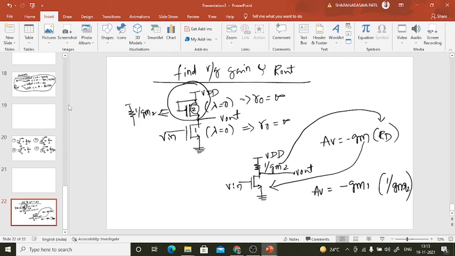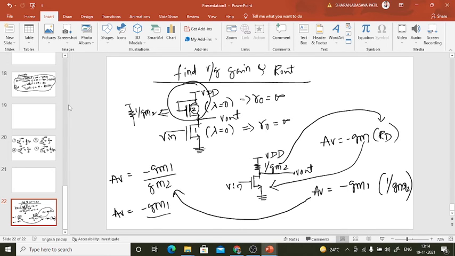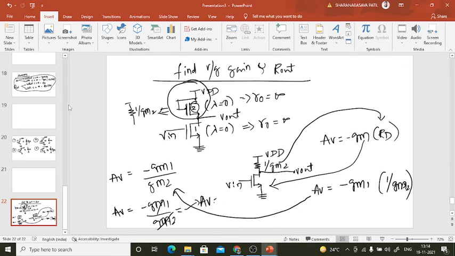So AV is equal to minus Gm1 divided by Gm2. If the transistors are the same, meaning identical transistors are given, then both Gms will be equal. This gives gain AV equal to -1. Okay, now let's find the output resistance for this.